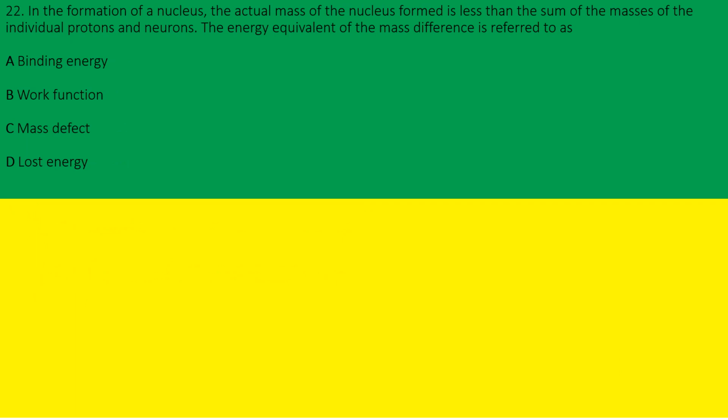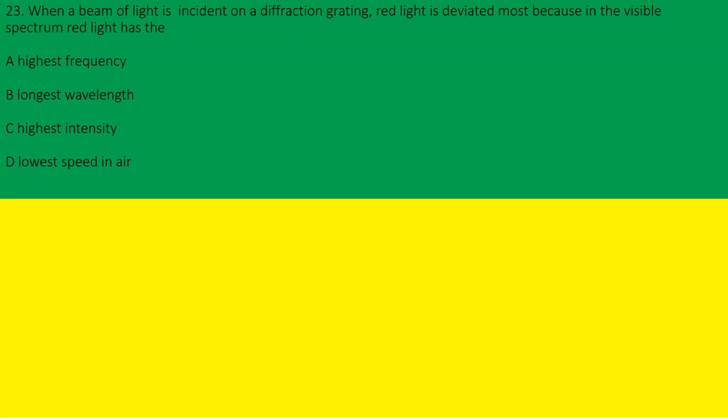All right, you can pause the video and read the question. So the energy equivalence of the mass difference is referred to as what in the nucleus? The mass difference is associated with a particular energy, which is known as, of course, the binding energy, so the energy that is required to completely separate the nucleons. All right, that's it. Okay, when a beam of light is incident on a diffraction grating, red light is deviated most because in the visible spectrum, red light has the longest wavelength.